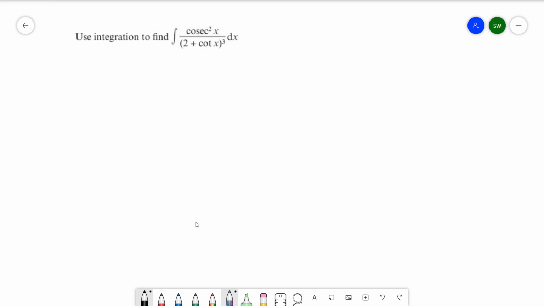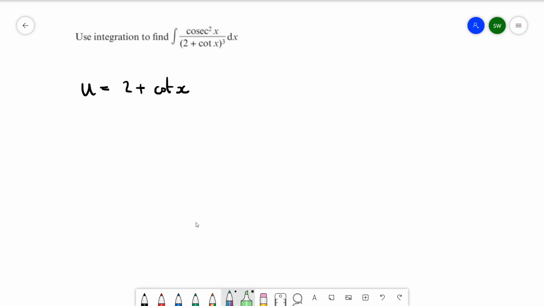So again, for this example, we're going to use substitution, and we're looking for what u can be equal to, so that when we divide by its derivative, we cancel with a function. Well, I've spotted that the derivative of cot x is minus cosec squared x. So if I let u be 2 plus cot x, I know that when I divide by the derivative of u, we're going to cancel with the cosec squared x.